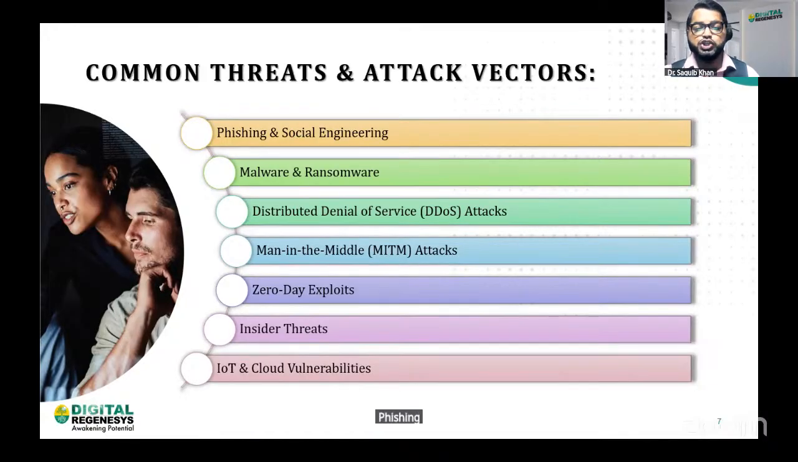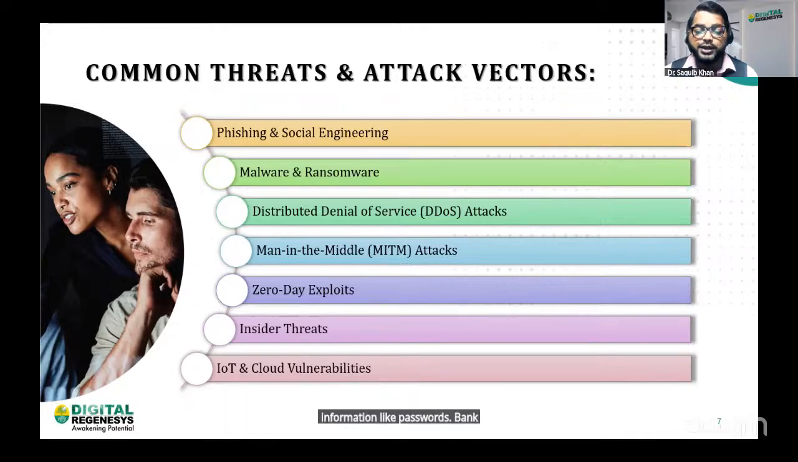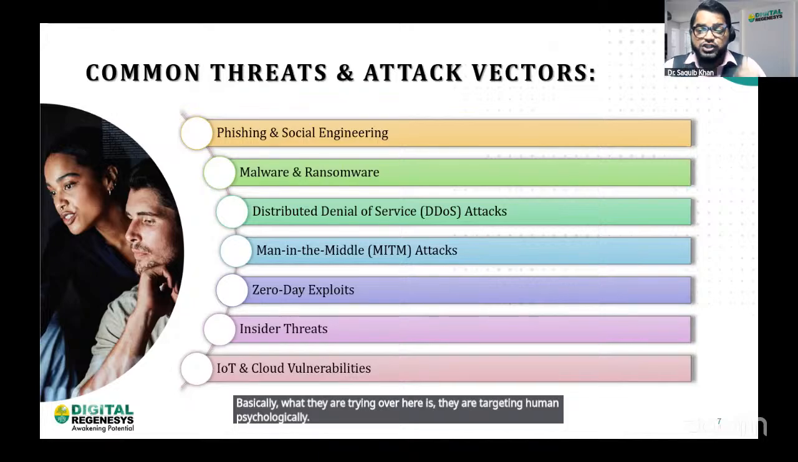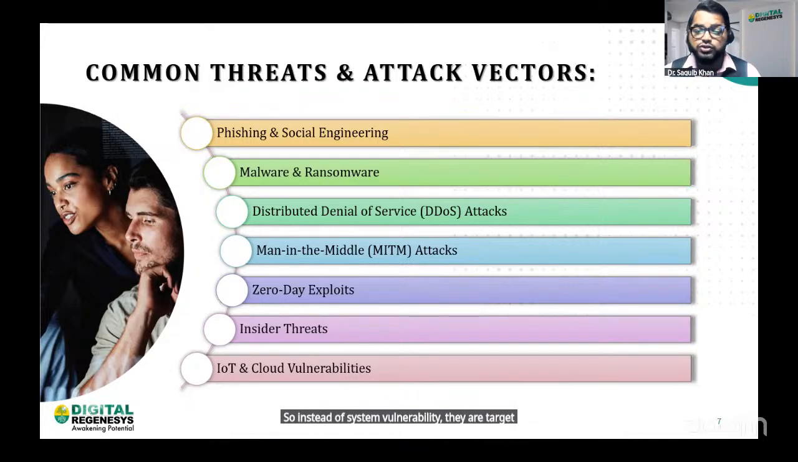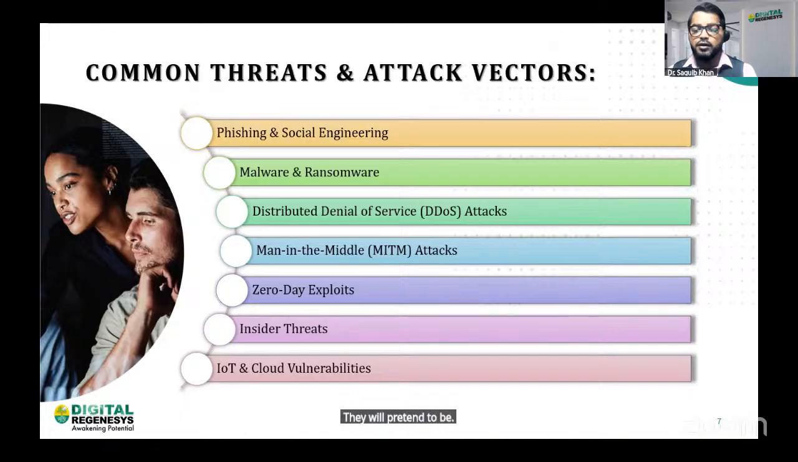Phishing and social engineering. Phishing and social engineering are actually tricks used by attackers to make people reveal their sensitive information like passwords, bank details, or personal data. Basically, what they are trying over here is targeting human psychology. So instead of system vulnerability, they are targeting human psychology. And for this, attackers will send fake emails, messages, or links that look real. They will pretend to be from a trusted company or your bank.